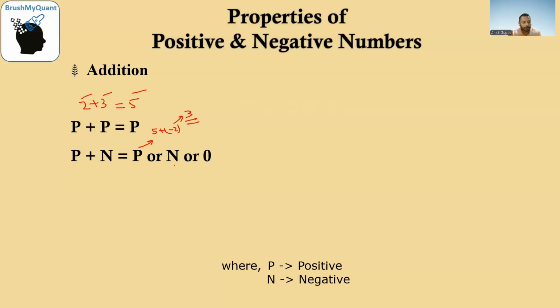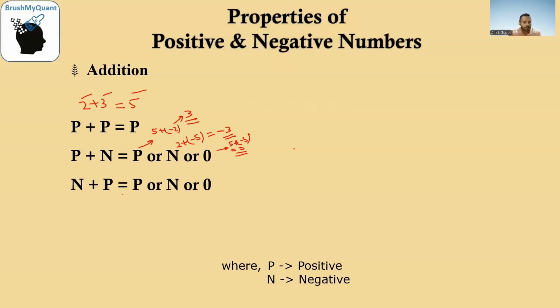When will it be negative? When the absolute value of the negative number is greater than the absolute value of the positive number. Example, if I'm adding -5 with 2, then I'm going to end up with a negative number. When will it be 0? When both positive and negative numbers have the same absolute value. That means if I'm adding 5 plus -5, then this value will be equal to 0.